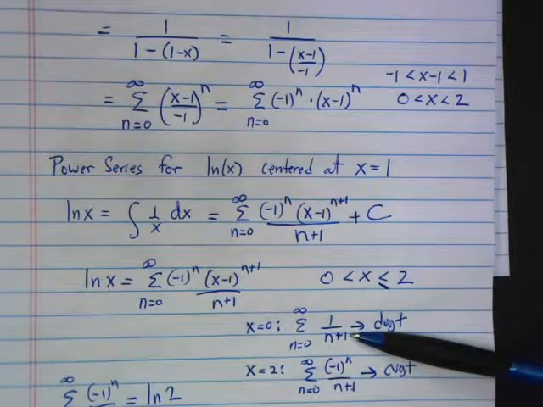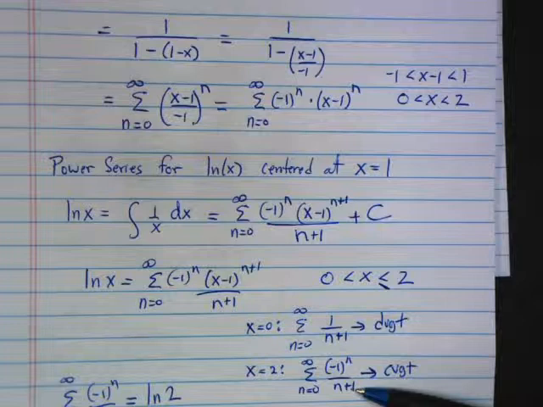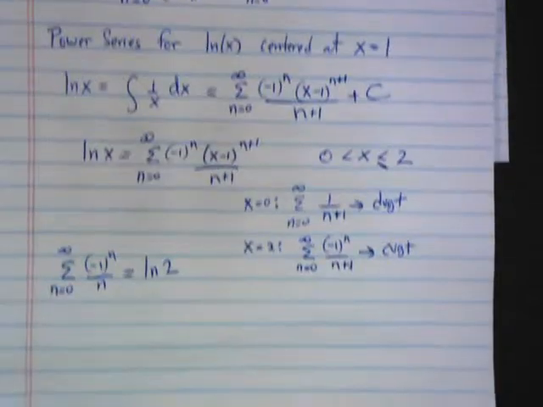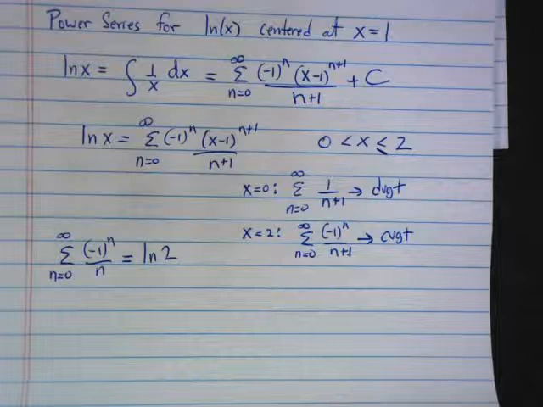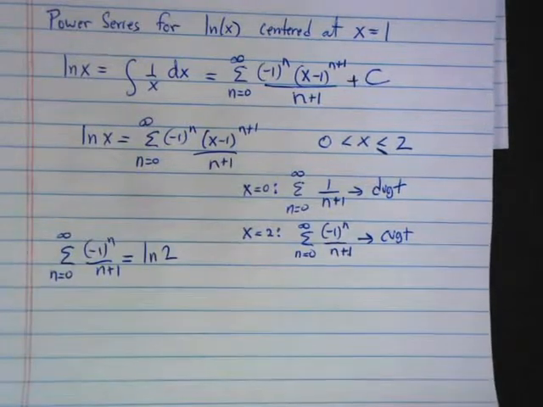Why is this one still divergent? You could do the limit comparison test with 1 over n. And this one's still convergent because, same thing, it's an alternating series. You can use the alternating series test. Plus 1 there. Need a plus 1 there.